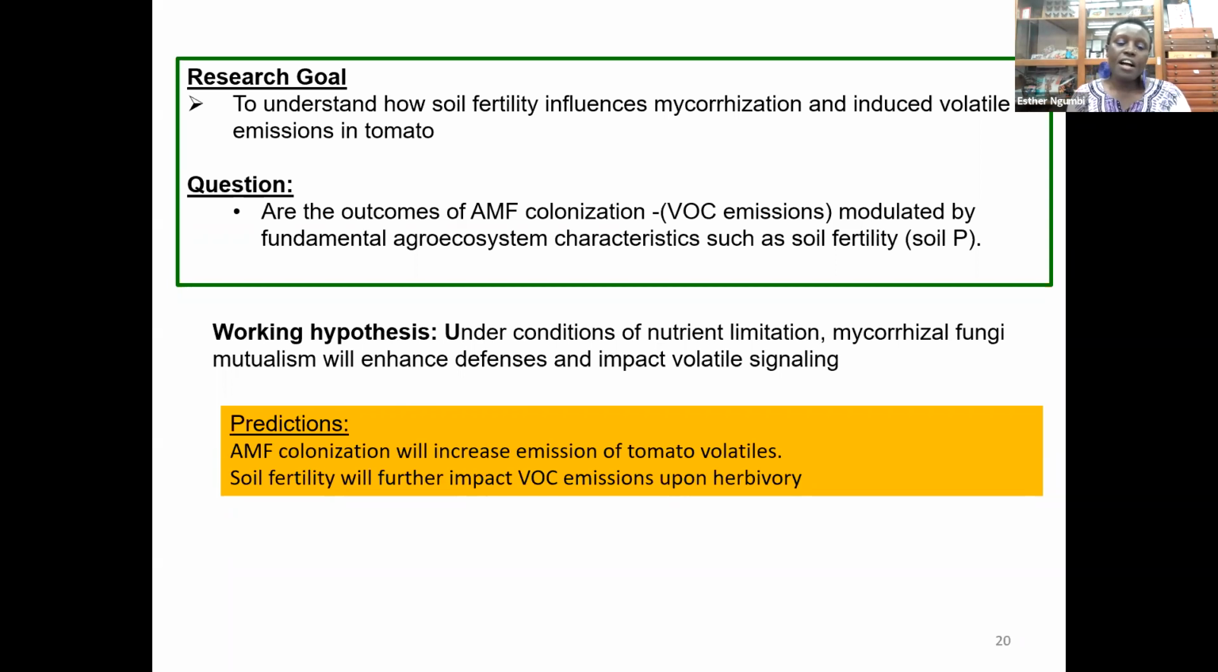And for this research, our predictions were that once colonization happens, we will see an increase in the emission of tomato volatiles, and that soil fertility, especially when the plants have low soil fertility levels, we will see more cooperation, a stronger mutualism between the plants and mycorrhizal fungi, and see that in some of the non-nutritional benefits, which is changing of plant chemistry.